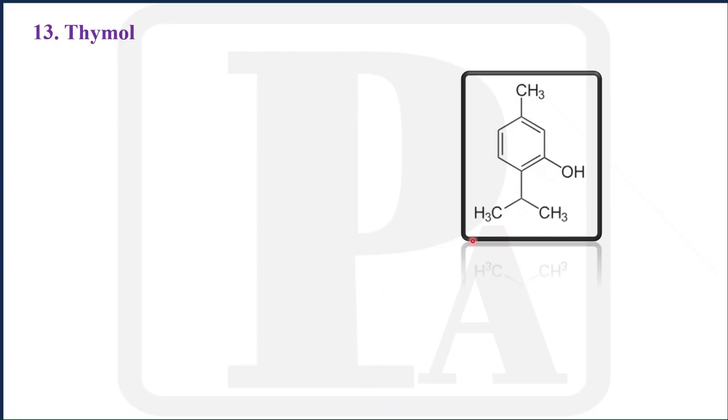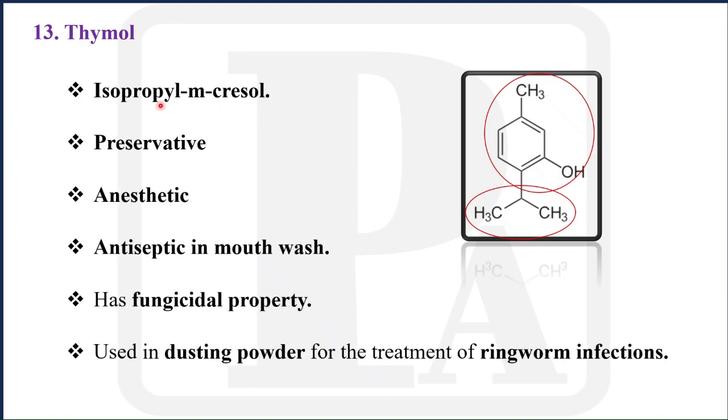Look at the structure of thymol. We have metacresol, and that metacresol is connected with isopropyl. That is called thymol. What is thymol? Metacresol with isopropyl group. It is an isopropyl metacresol used as a preservative, anesthetic, and also as an antiseptic in mouthwashes. It is having fungicidal property. It is used in dusting powder for the treatment of ringworm infections.